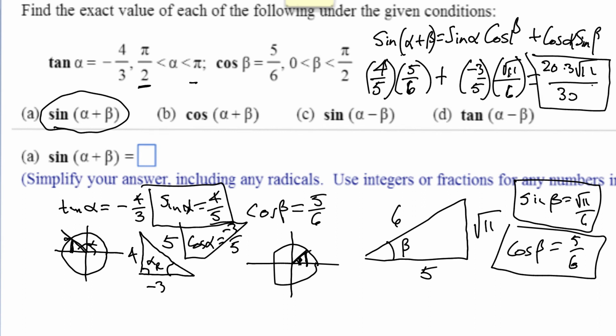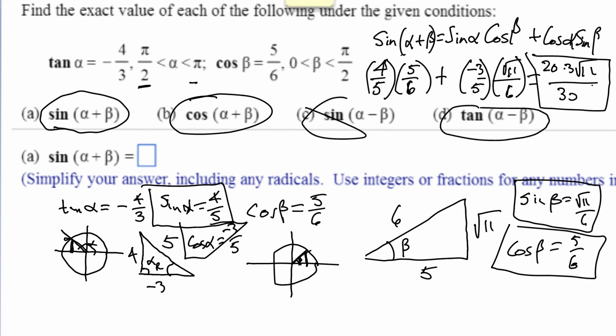And there's the sum. And then we'll do some very similar things using the proper formulas for cosine alpha plus beta, sine alpha minus beta, and tangent alpha plus beta, or tangent alpha minus beta.